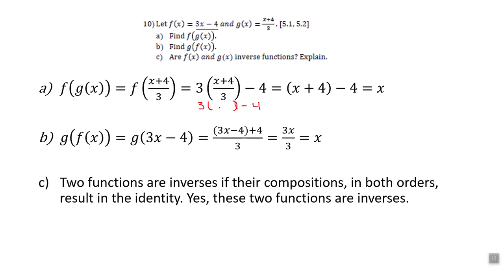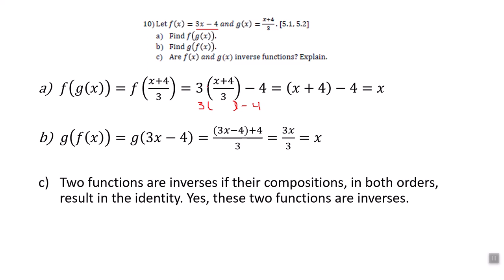This is called a skeletal model. What is f? F is 3 times something minus 4. Instead of calling it x, instead of calling it something, let's leave a set of open parentheses: 3 times something minus 4. And then we can put exactly what that something, 3x plus 4 over 3, is.